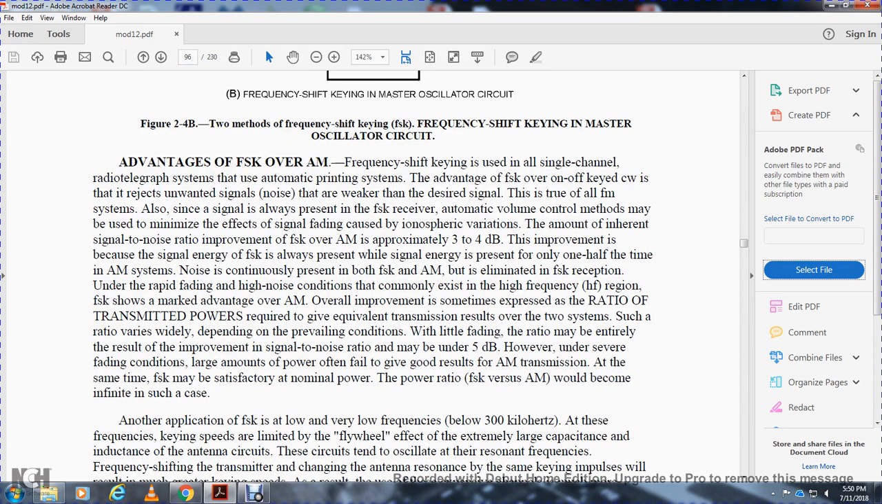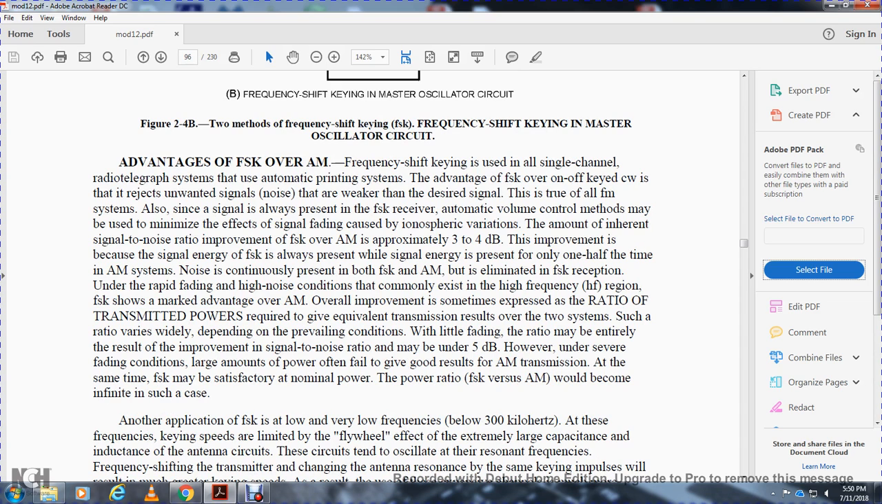Advantage of frequency shift keying over AM. Frequency shift keying is used for all single channel radio telegraph systems and automatic printing systems. The advantage of frequency shift keying over non-keyed continuous wave is that it rejects unwanted signal noise that is weaker than the desired signal. This is true with all FM signals.